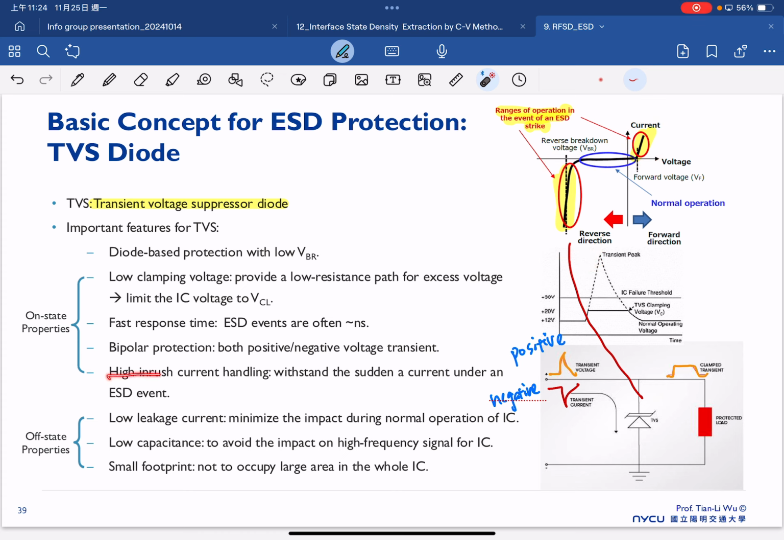And then high inrush current handling, so that's good. This is once the diode is operating in the on state. But once the diode is operating in the off state with a low leakage current, this minimizes the impact during normal operation. And we have a low capacitance and also a small footprint. So that's one of the examples of how we do the ESD protection.